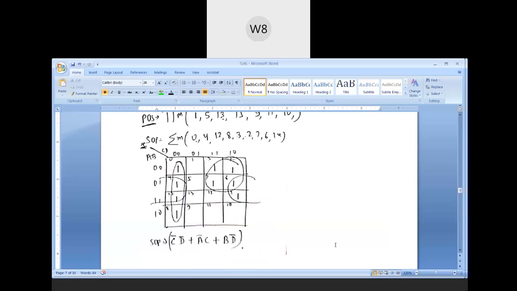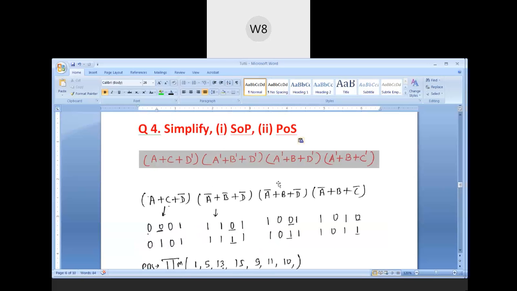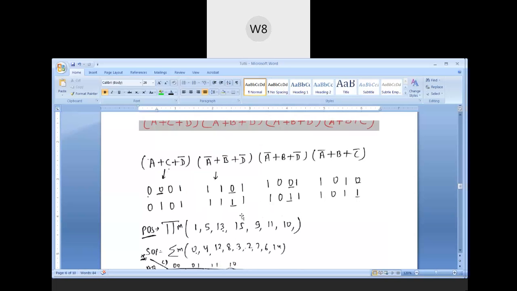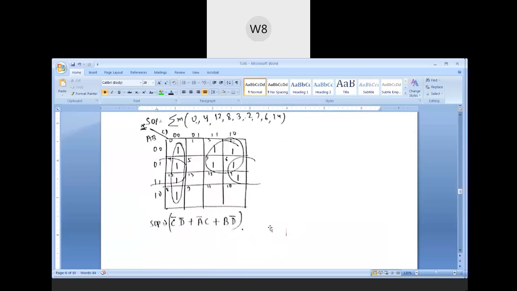So this is how we can simplify a function and represent it either in SOP or POS form. Starting from the given expression, we can start either from SOP form or from the POS. If it is given in product form, it is better to start with POS and max term form and then go to min term.